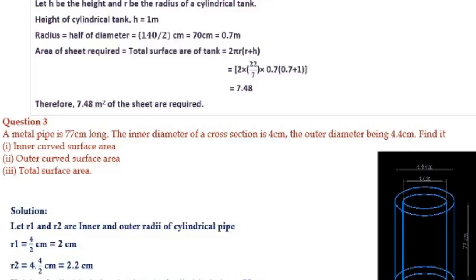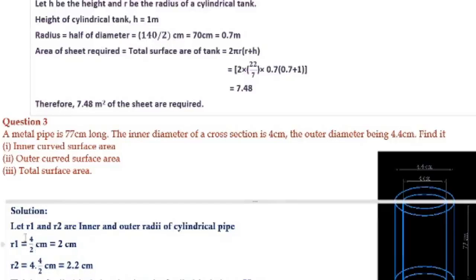So in this figure we can see a metal pipe and we know it is a hollow cylinder. It is the shape of cylinder. The length of the pipe is given, that we consider as height of the cylinder. Height of the cylinder is 77 centimeter. And the two ends, we can see the ends are in circular shape. The inner diameter of the end is given as 4 centimeter and the outer diameter is 4.4.